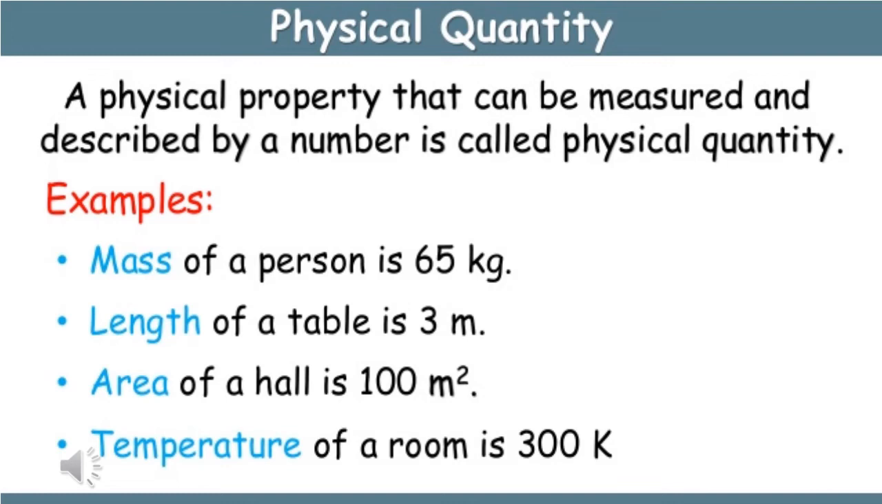The similar case we can apply to length. For example, the length of the table is 3 meters, so the 3 meters is also a physical quantity. The next example is that the area of the hall is 100 meters square, which is also a physical quantity. Then if the temperature of the room is 300 Kelvin, it means that the 300 Kelvin is a physical quantity.